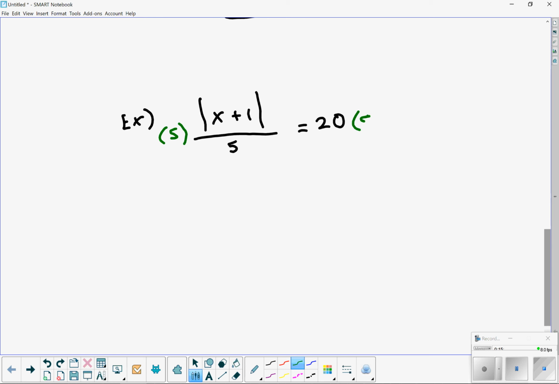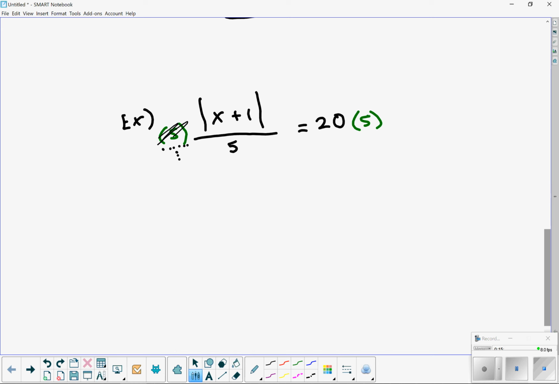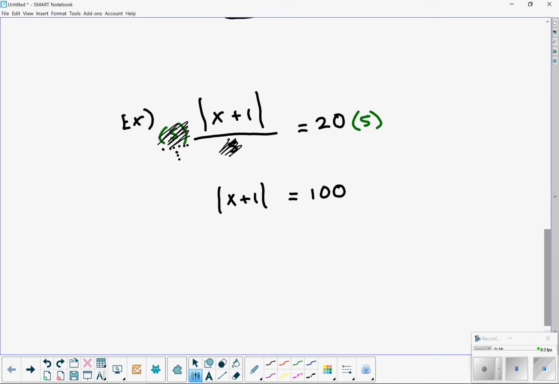And by doing that, because 5 actually means that it's 5 on top, it's going to allow you to cancel that 5 and that 5, and that will get rid of it. And now you just have absolute value x plus 1. Okay, and now it's finally by itself. Now on the right hand side, you have 20 times 5, which is 100.